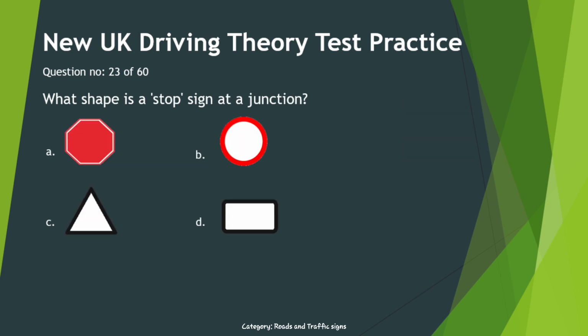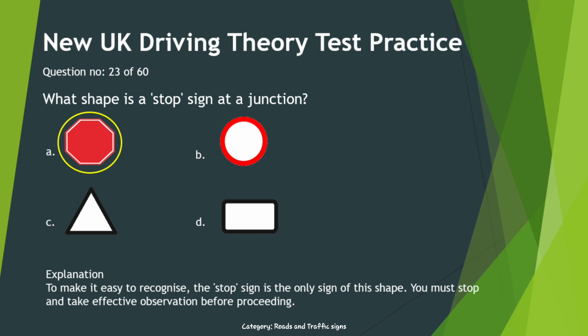Question 23 of 60. What shape is a stop sign at a junction? The correct answer is A. Explanation. To make it easy to recognize, the stop sign is the only sign of this shape. You must stop and take effective observation before proceeding.